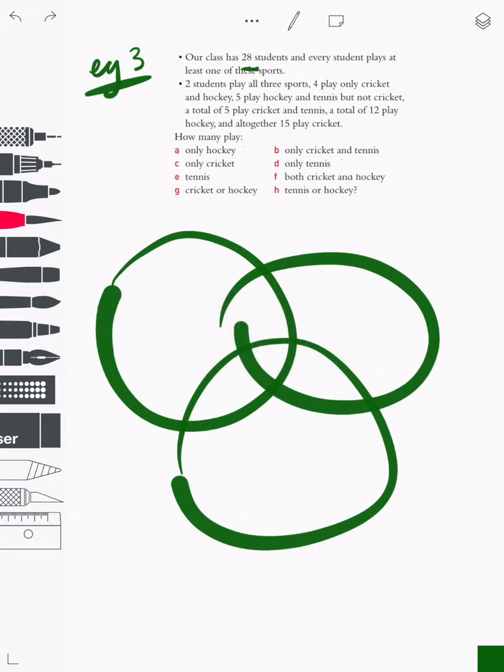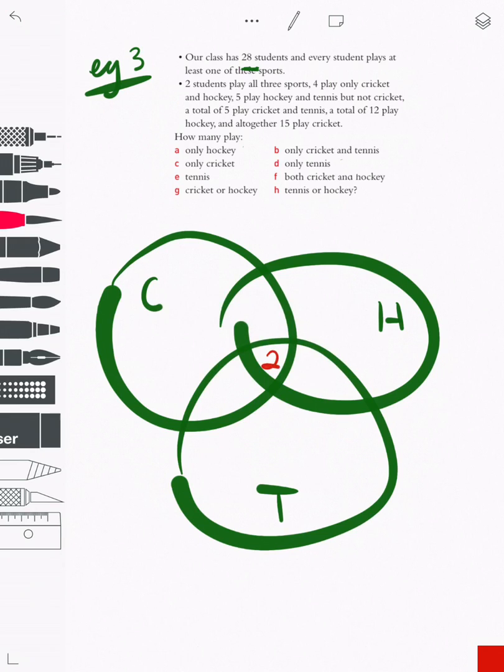We can label this cricket, hockey, and tennis. So let's have a look at the question and what numbers it has given us. It says 2 students play all 3 sports. That all 3 section is the one in the middle, because that's the only section that crosses over all 3 circles. So we know 2 people are in here.